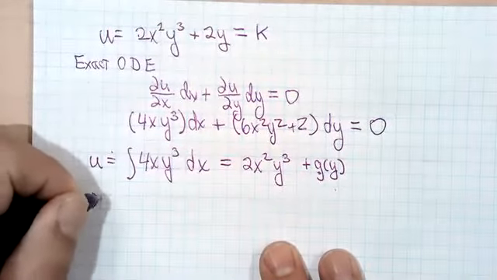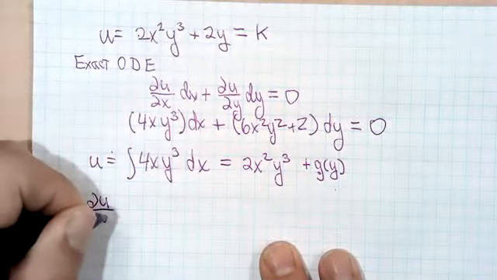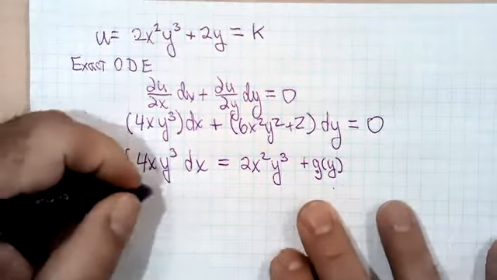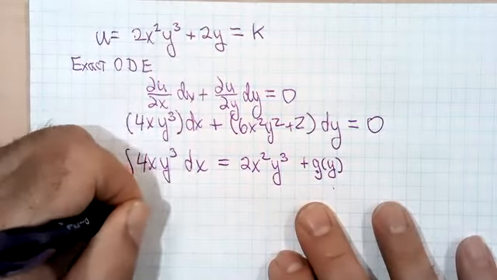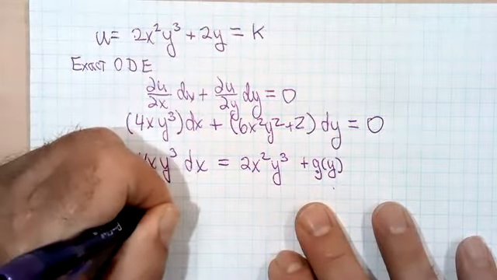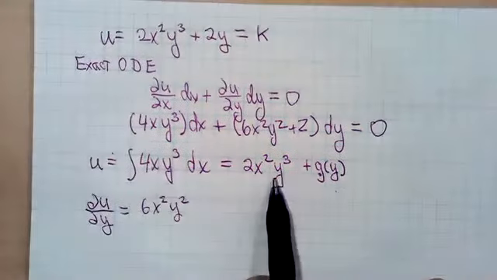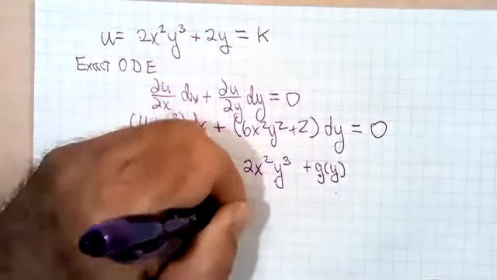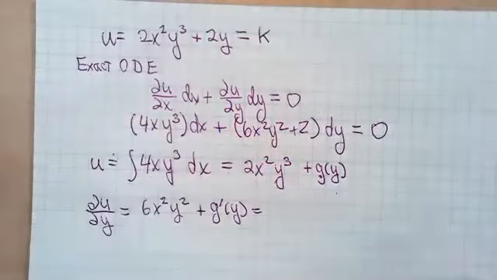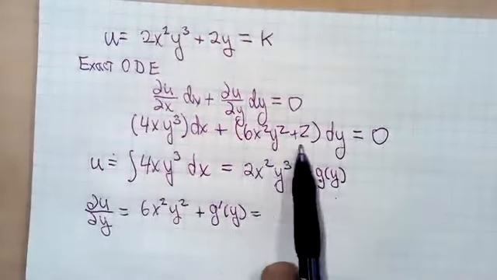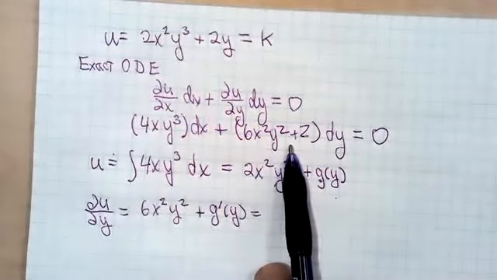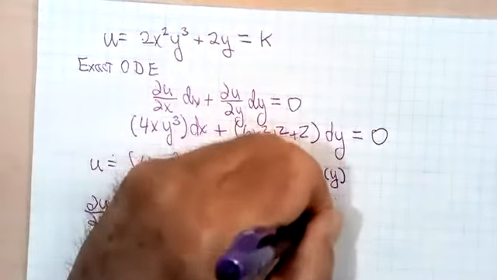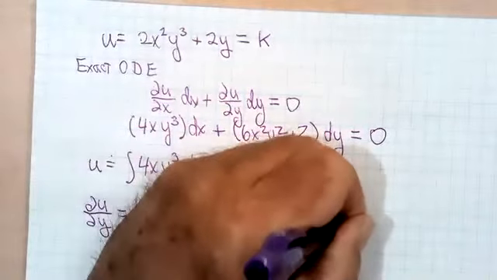What you could do is take the partial of u with respect to y, and now we know what the form of u is, it's this. So we take its derivative with respect to y, and we get 6x squared y squared, just differentiating the y cubed, plus g prime of y is equal to, now we have another expression for partial u with respect to y, it's right here. 6x squared y squared plus 2.